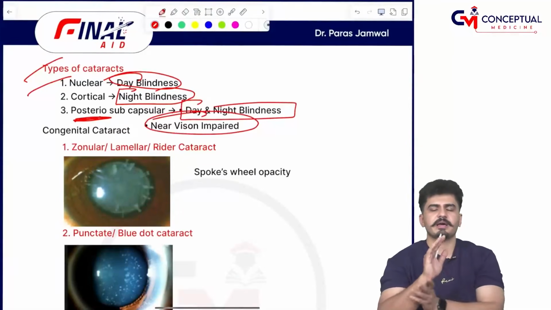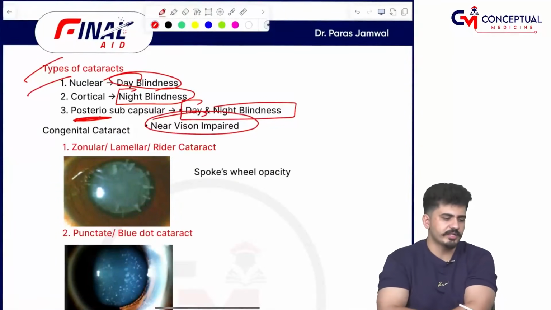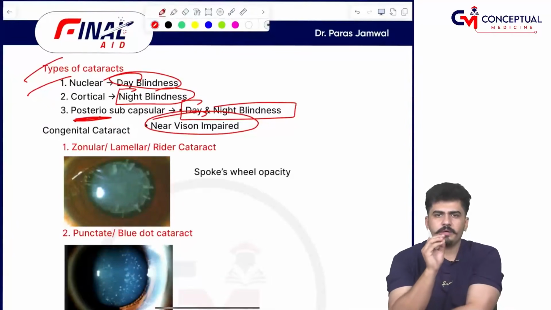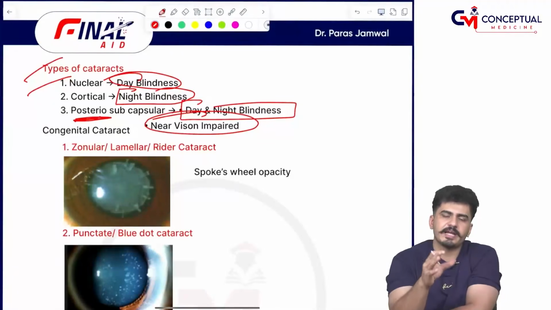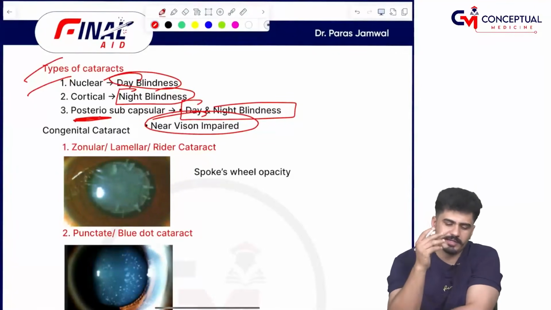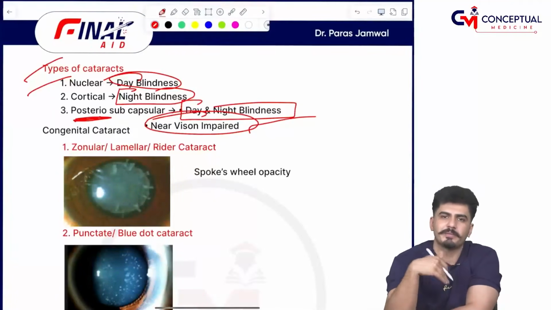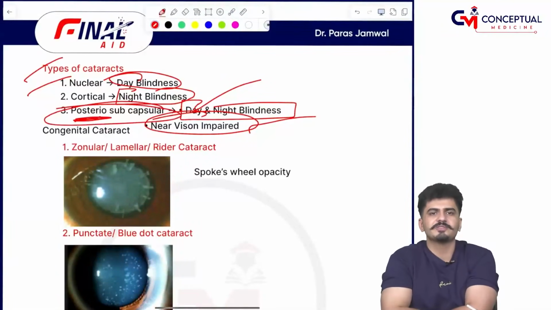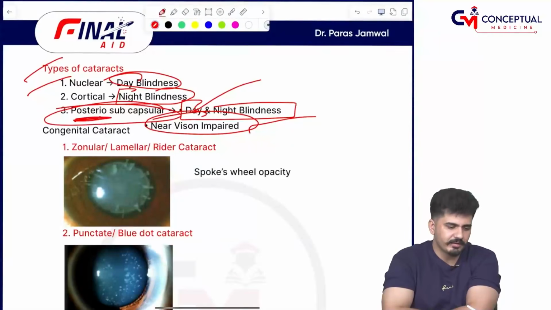And many times the examiner asks the question: the old man is not able to read the newspaper in bright daylight. That means near vision is impaired plus bright daylight. This fits better into the answer of posterior subcapsular cataract, my dear friends.